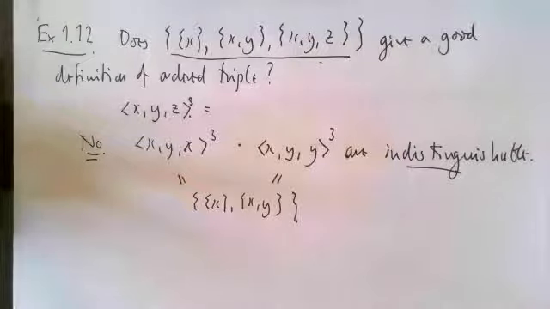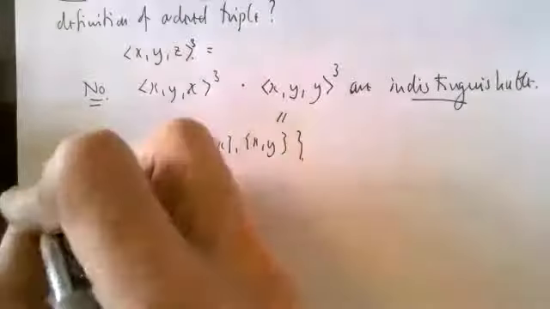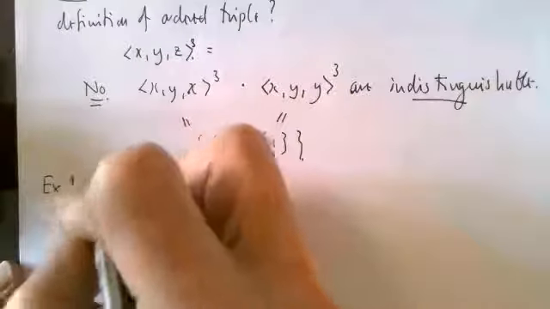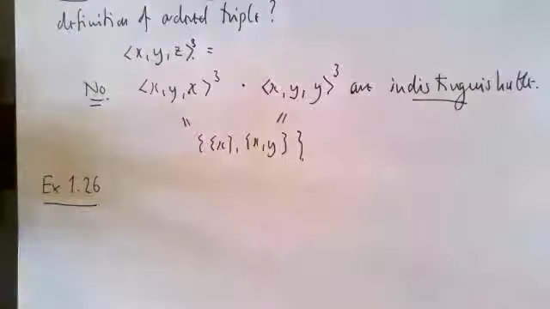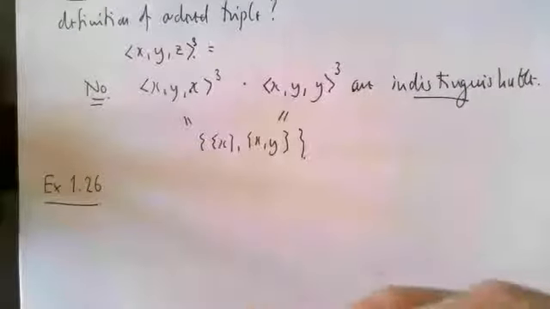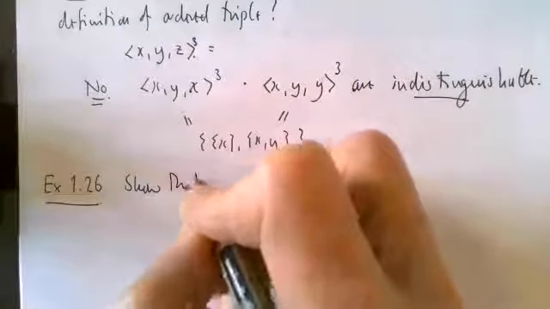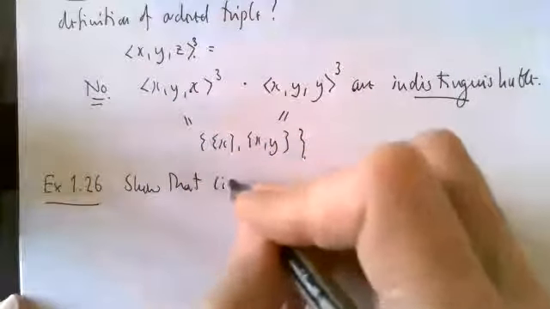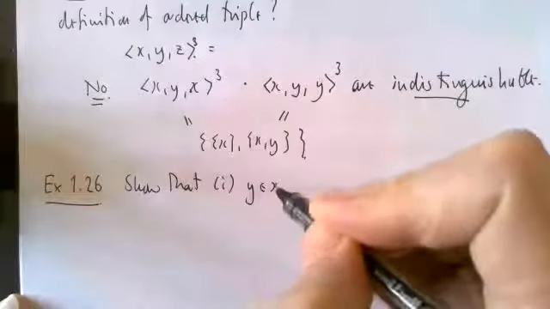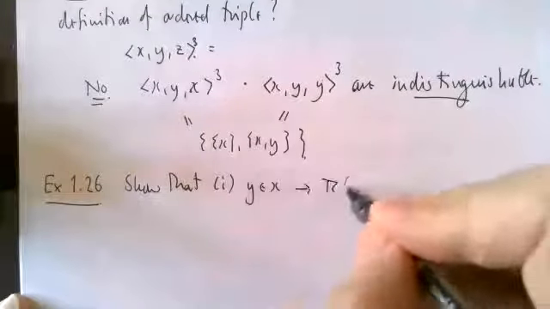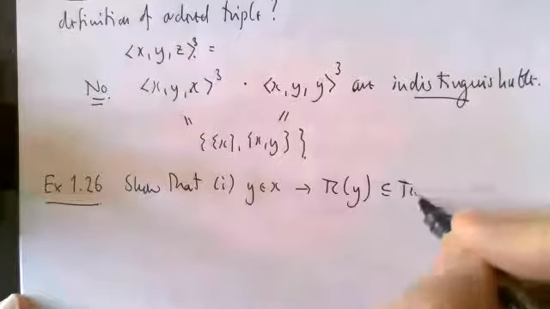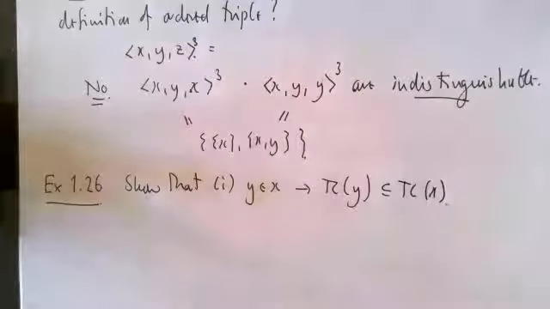Okay, let me look at 126. I mean, I think there's no harm in practicing our concepts of transitive sets. So 126 says, show that if y is in X, then the transitive closure of y is contained in the transitive closure of X.